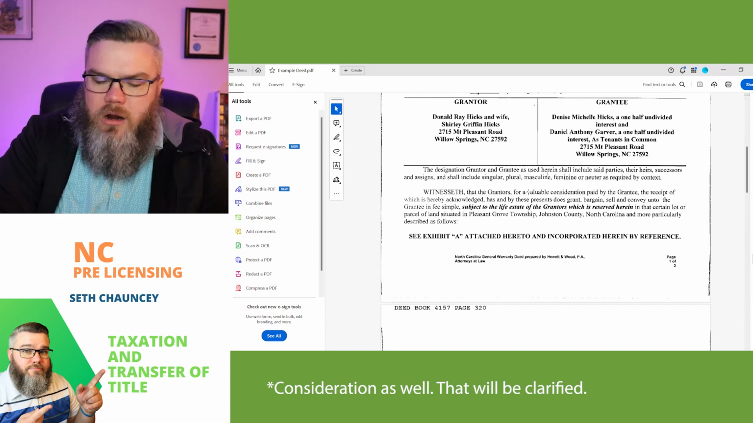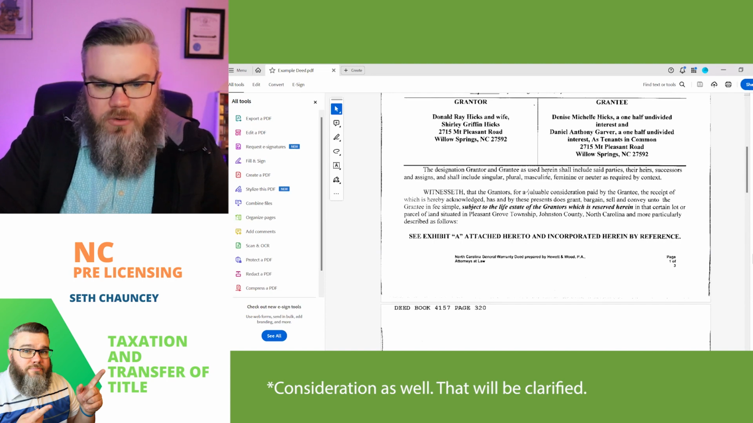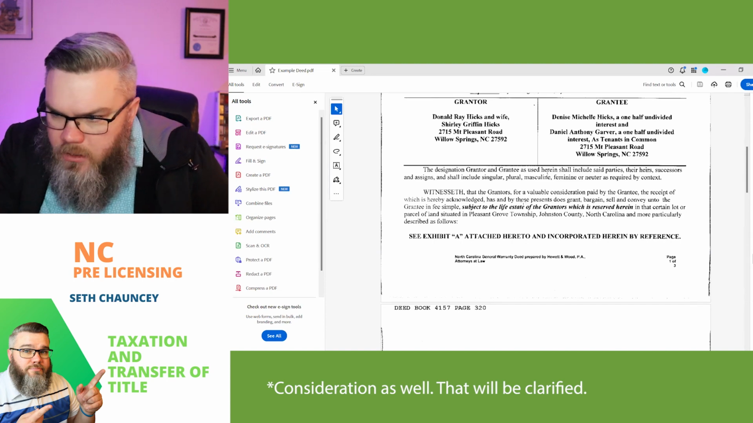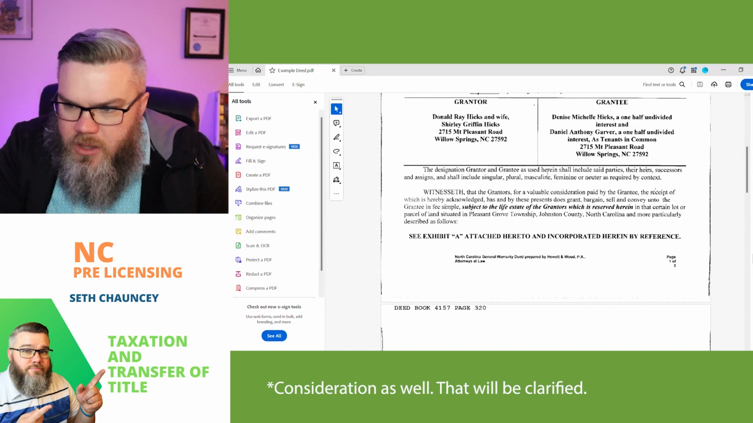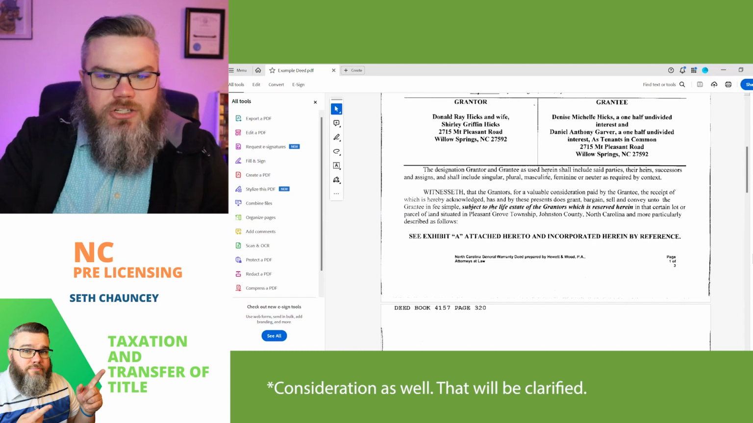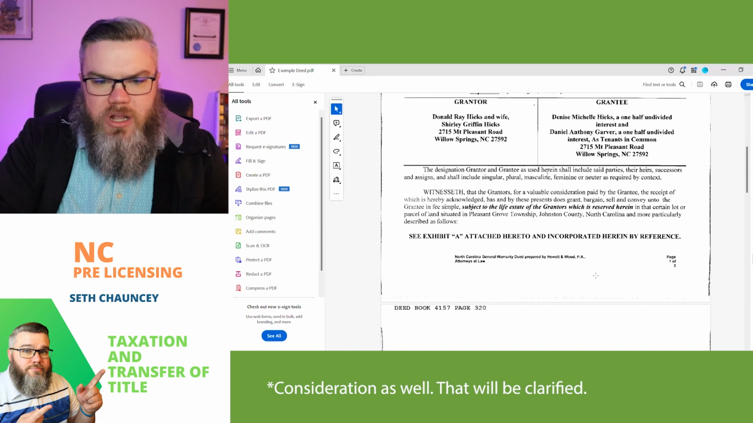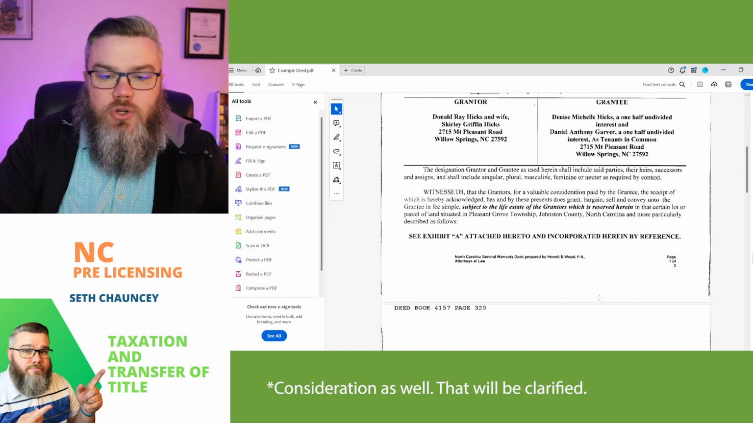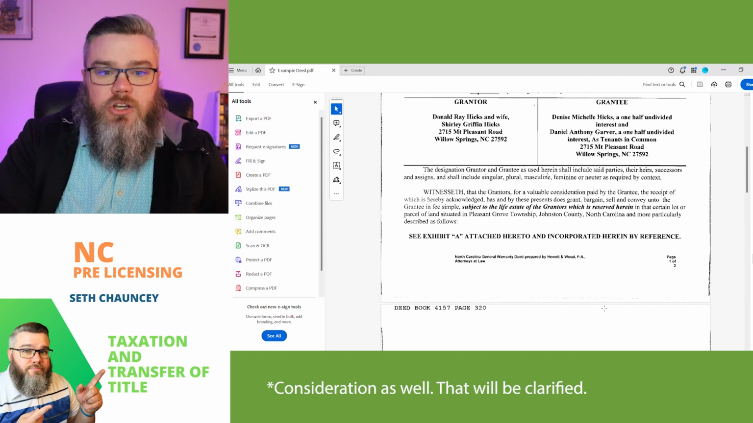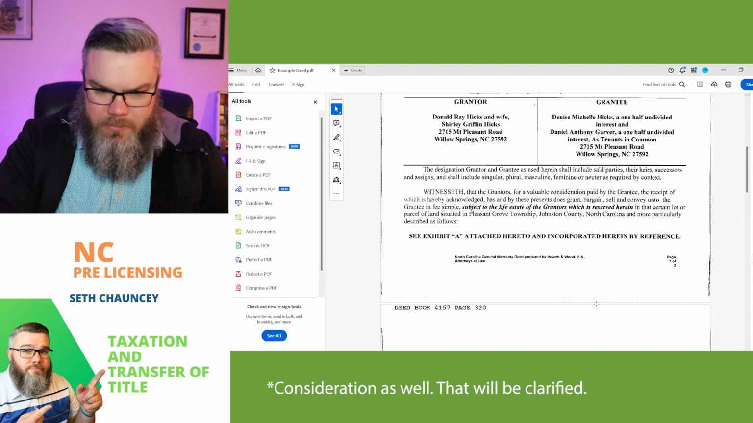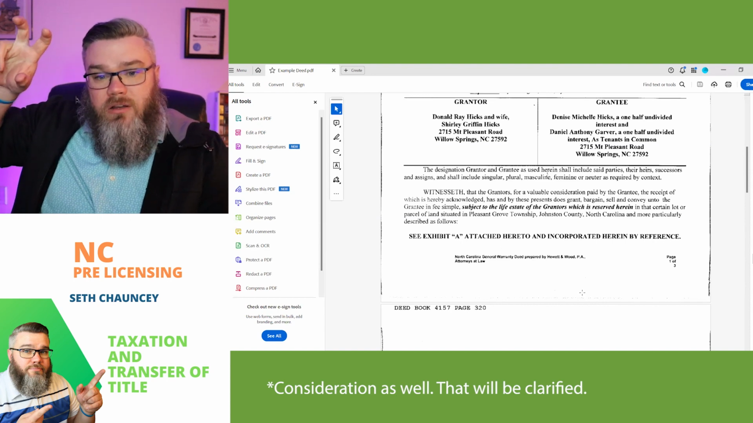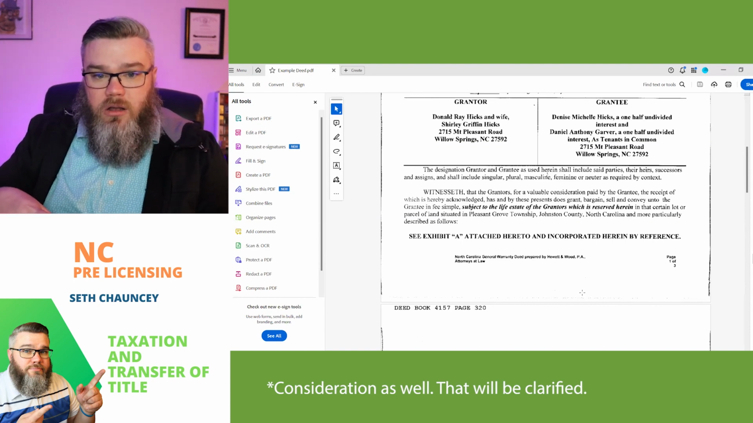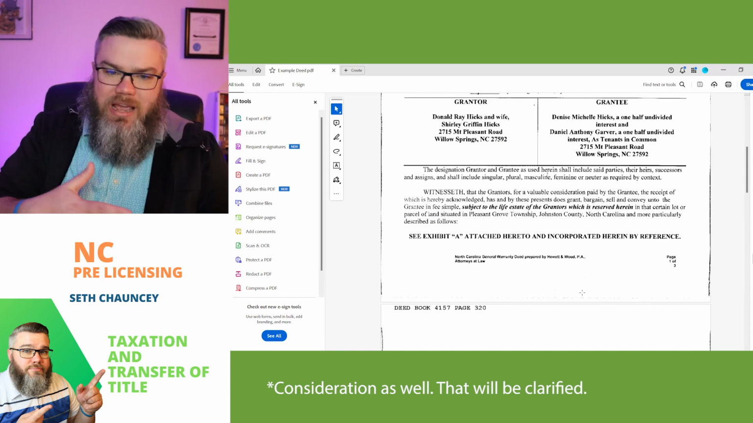Now, this is what happens, Misty. Look right here. For a valuable consideration paid by grantee, the receipt of which is hereby acknowledged. I guarantee you that there was no consideration. It is a requirement to state that there's consideration to make it valid. There doesn't actually have to be any. Does that make sense? So it is a required element. If you were to say nothing on here of value, it would not be a valid deed.